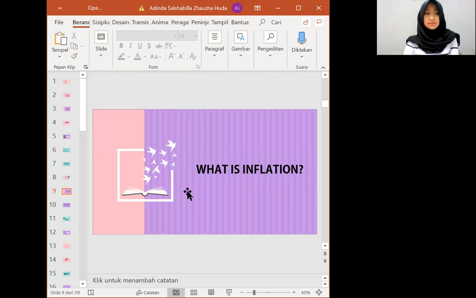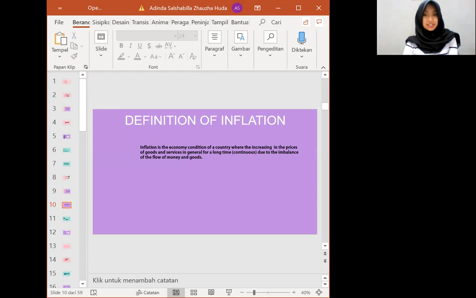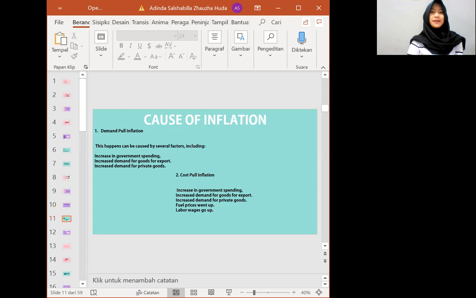Actually, do you know about inflation? So what does inflation mean? Okay, the definition of inflation. Inflation is the economic condition of a country where the increase in the price of goods and services is general, for a long time or continuous, due to imbalance of the flow of money and goods. In general, inflation occurs when the money circulating in society is more than what is needed.